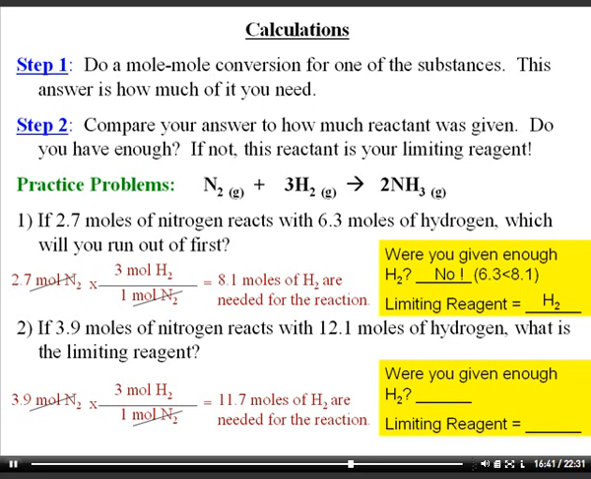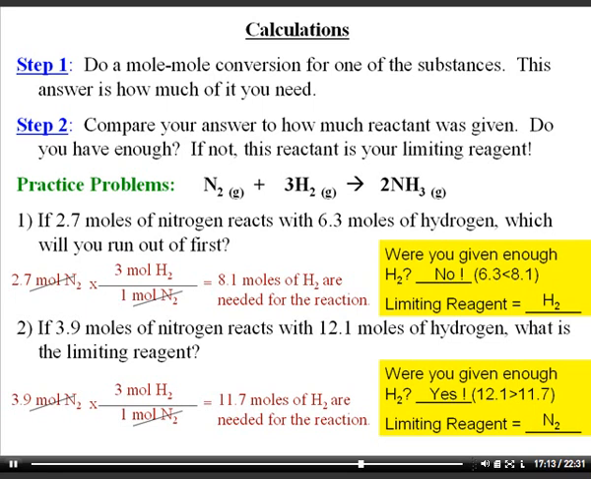Now we have to ask ourselves, were we given enough hydrogen at the beginning of the experiment? Well, we were given 12.1 moles of hydrogen. We only needed 11.7 moles, so yes, we do have enough. So if you have enough hydrogen, you're going to clearly run out of the nitrogen. So nitrogen becomes the limiting reagent or the limiting reactant. Now, if you look at how much extra hydrogen we have, we have 12.1 given, 11.7 moles is how much we needed, so we're going to have 0.4 moles left over.